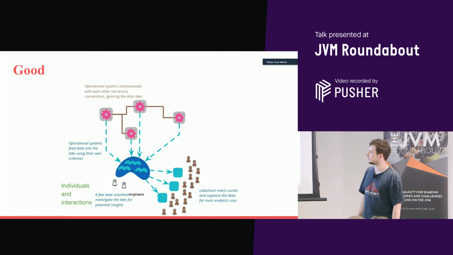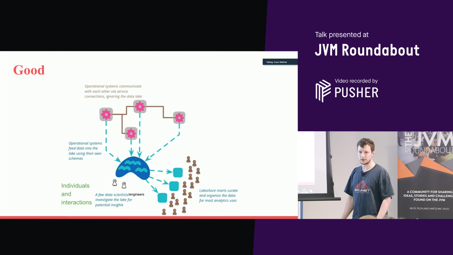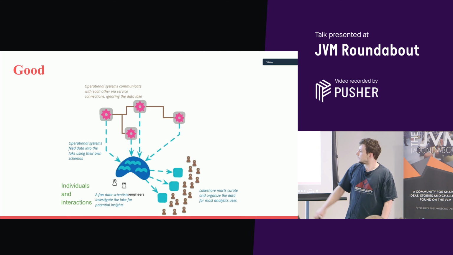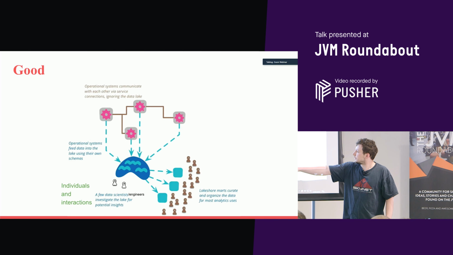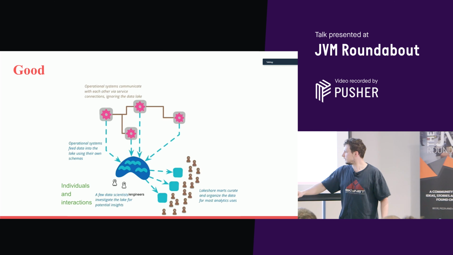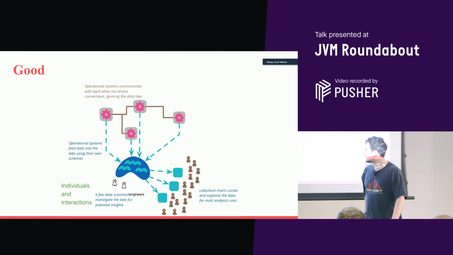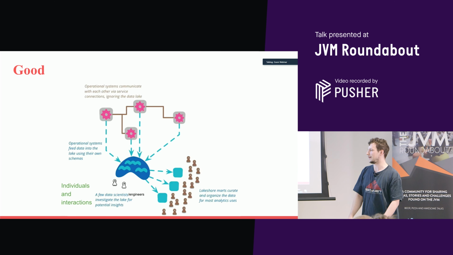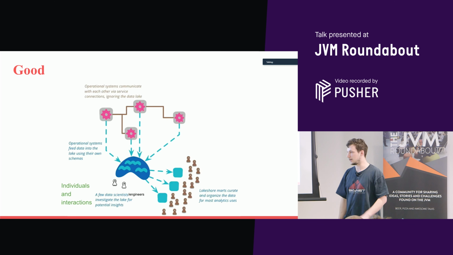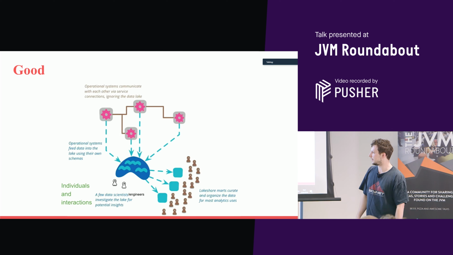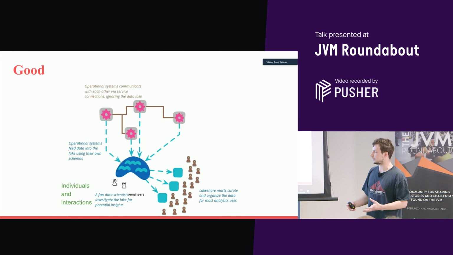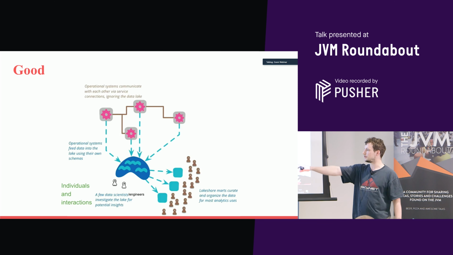This is another diagram, pinched from his website again. This is a good architecture or organizational structure for a data lake, where you'd have a few individuals interacting, the data scientists and the data engineers. This slide was made before data engineers was a big thing, so I just added that. They investigate the data lake, they understand it. And notice that there's a small number of them.